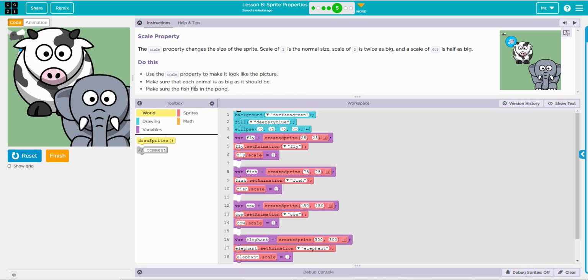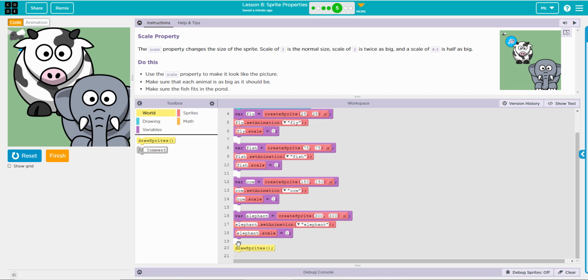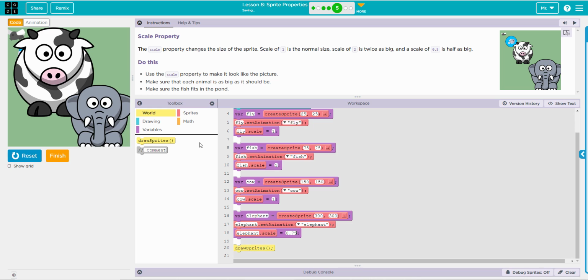So essentially, we're going to try to resize all of them. I'm actually going to start by biggest to smallest. It'll be easier if we do it that way, or in my opinion. So we're going to try and make the animals look as it should and make sure the fish fits in the pond. So for the elephant, it looks like the elephant is at a scale of 1. I'm going to make it just a little smaller. Remember, if we have a scale of 0.5 or 5/10, that's half. Let's start with that. And it looks a little too small for me, so I'm going to maybe change it to 75% or 75 hundredths or 0.75. And I think that looks good to me.